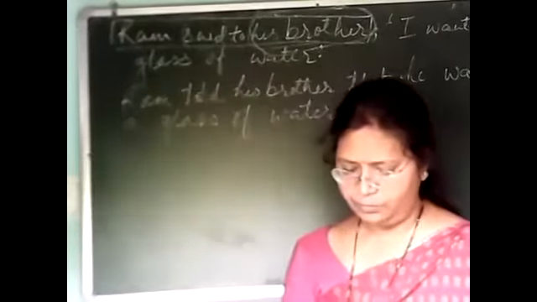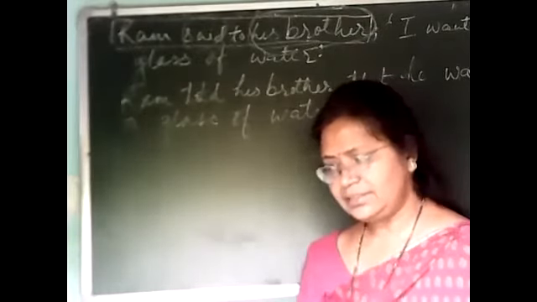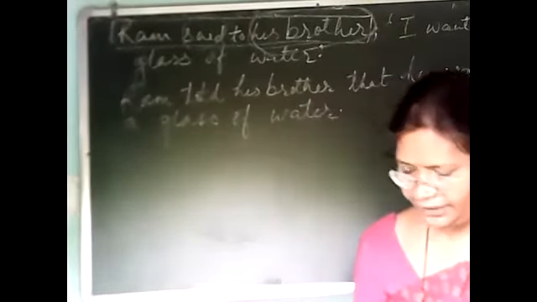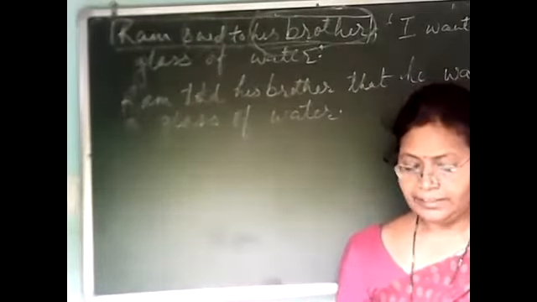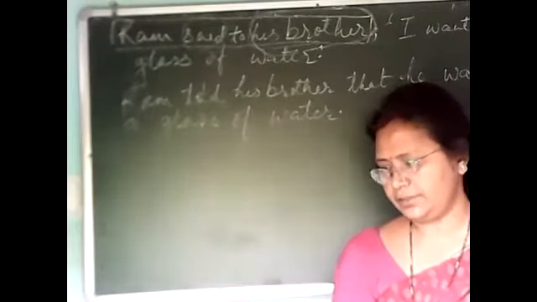So here what is in box A? The sentences written in box A is which type of sentence?